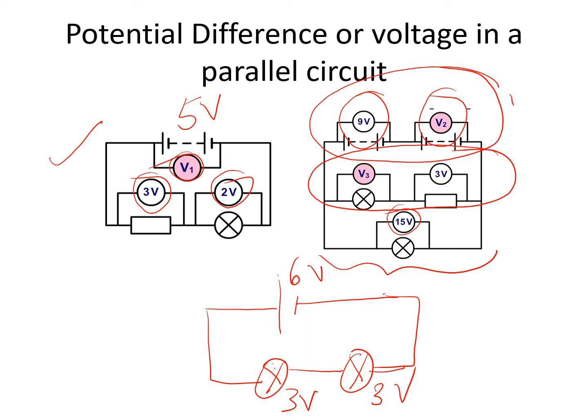In this branch also it should be 15 volt. So if you look at the first branch, there's a 9 volt here. Totally it should be 15. So we should have a 6 volt here. So V2 should be 6 volt. Every branch should have the same voltage. The second branch, we already have a 3 volt, totally 15. So V3 has to be 12 volt. Okay.